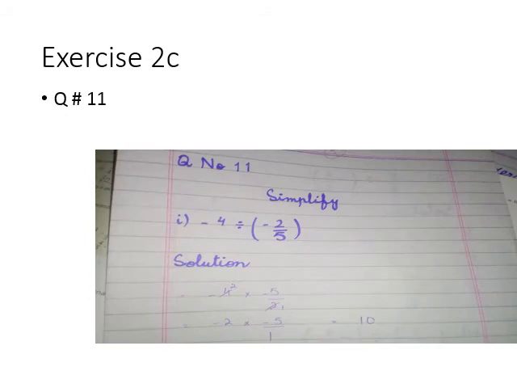Next question is simplify minus 14 divided by bracket minus 2 over 5. When we open the bracket and convert the divide sign to the multiply sign, then we will get 2 divided by 4 and we will get 2 minus 2 is into minus 5, then it comes to 10.